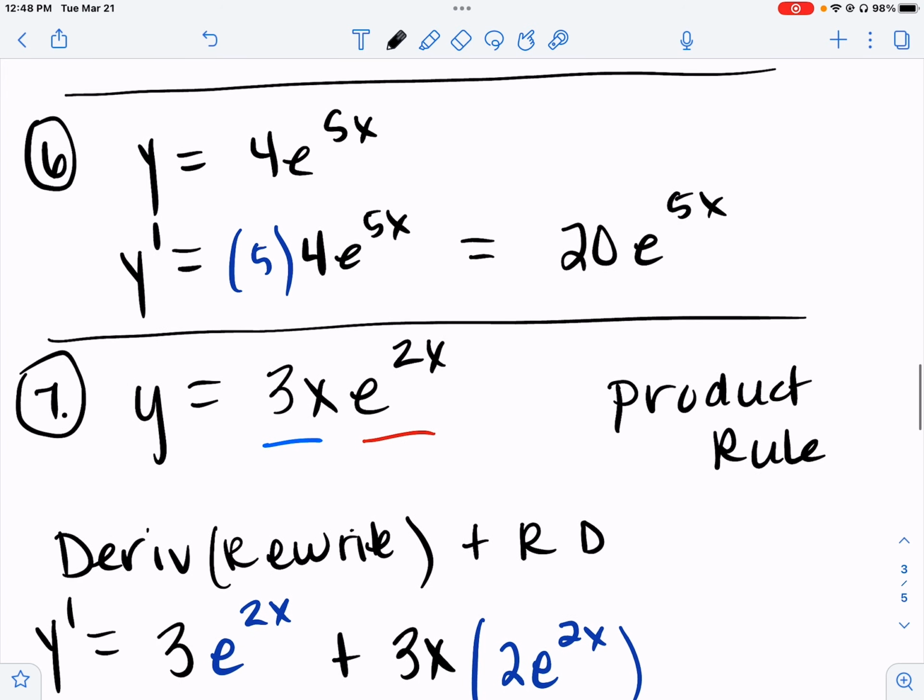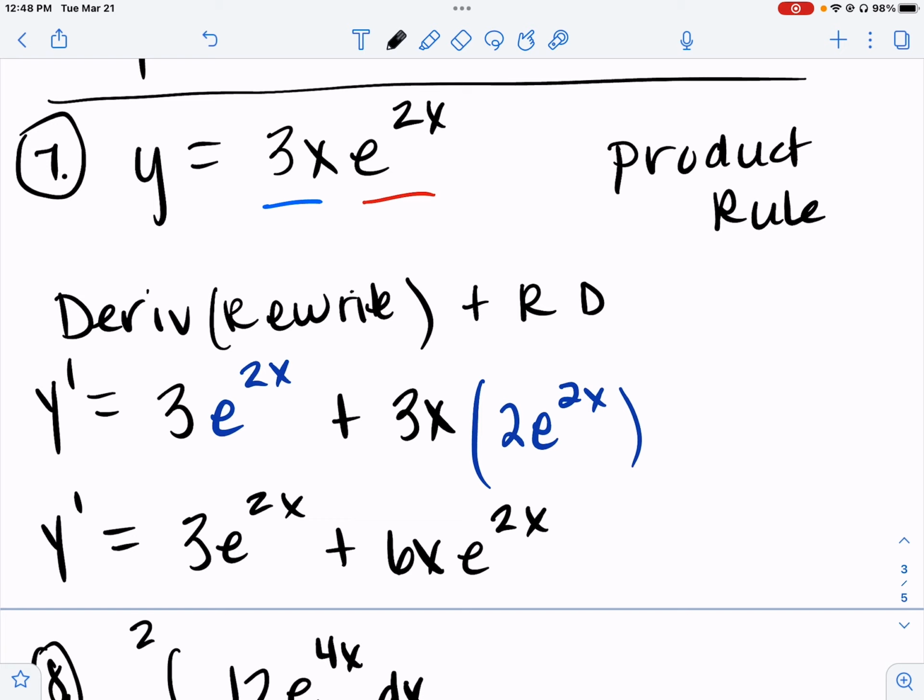Okay, number 6, taking a derivative of e, there's 2 steps. You rewrite the problem and take the derivative of the exponent. The derivative of 5x is 5. 5 times 4 gives you the 20, e to the 5x.